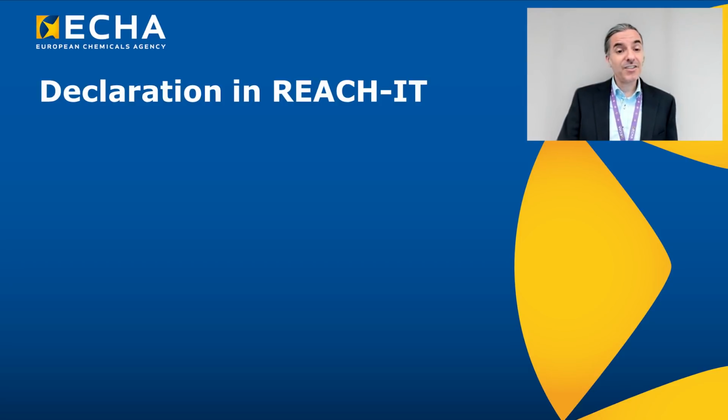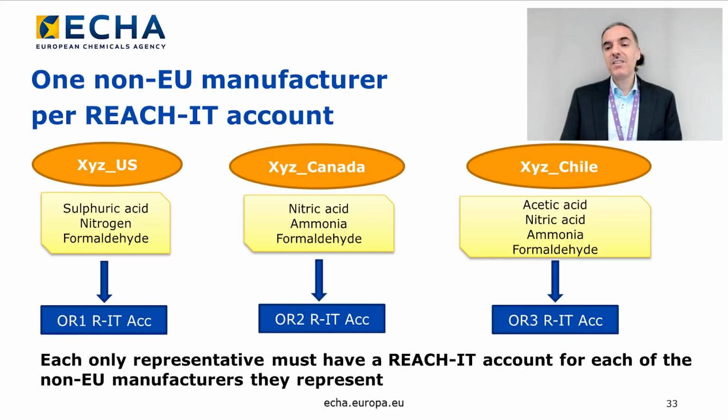So the declaration, as I already told you, will be made in REACH-IT. This is what we would expect in order to do this declaration. Here you can see that on the top of the page we have 3 non-EU manufacturers that are registering different substances. So for each of the non-EU manufacturers, if you are an only representative, you have to have a separate REACH-IT account. So what we are adding here at the bottom: each only representative needs to have a REACH-IT account for each of the non-EU manufacturers they represent.